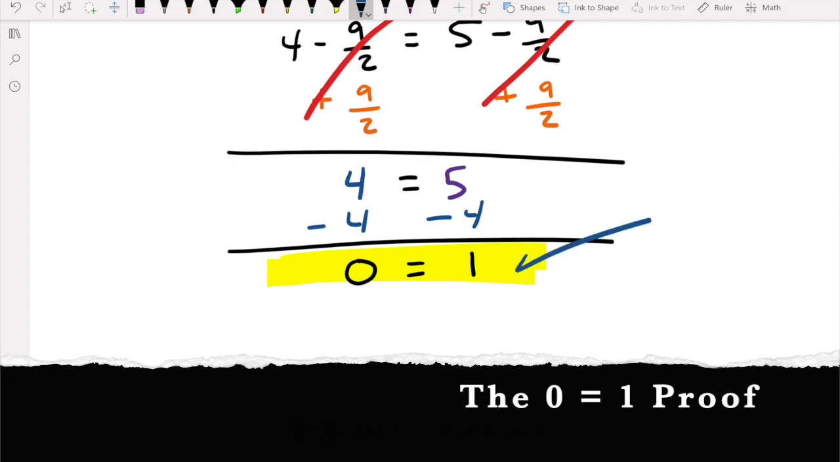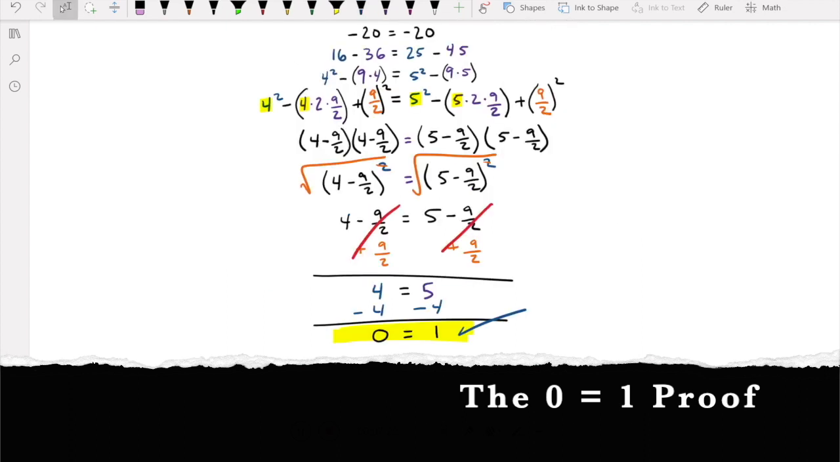Oh my god, all math that we know is going to crumble down into pieces. How can 0 equal 1? Well, the obvious answer is that it can't. It can't. There must be a mistake here. So let me show the whole proof again. So here it is. We start at the top with negative 20 equals negative 20, and we verified each step along the way, yet we got 0 equals 1.